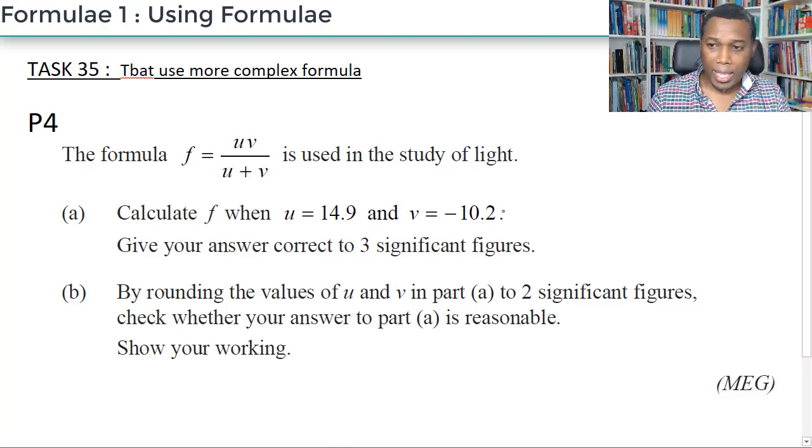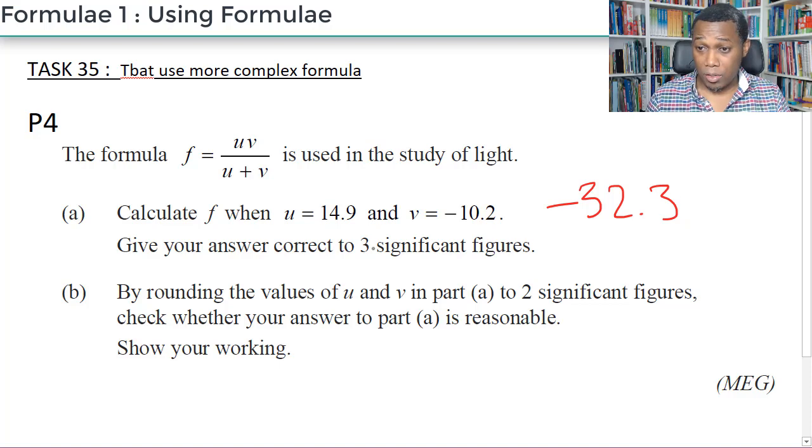For A, you should have minus 32.3. That's giving the answer to 3 significant figures. So you're keeping the first 3 digits, you start counting from the first digit that is not 0. That's how you do significant figures. So it's not 3 decimal places.